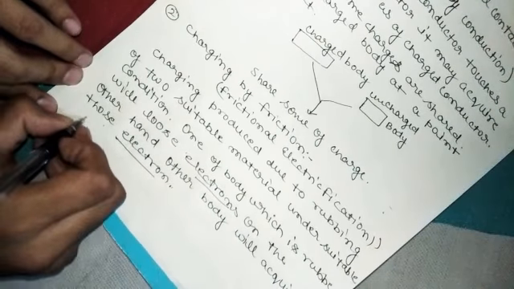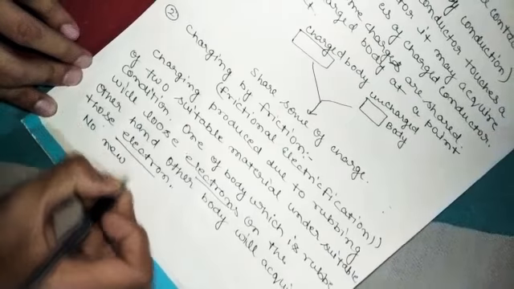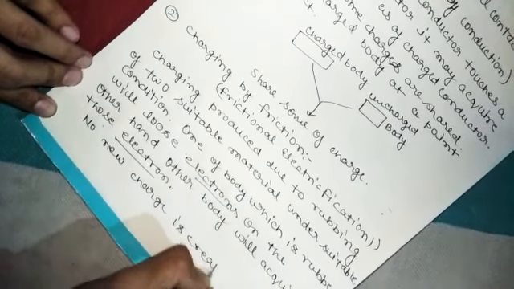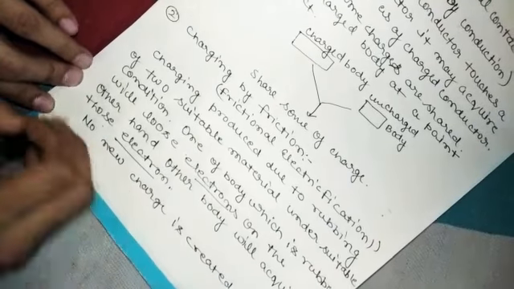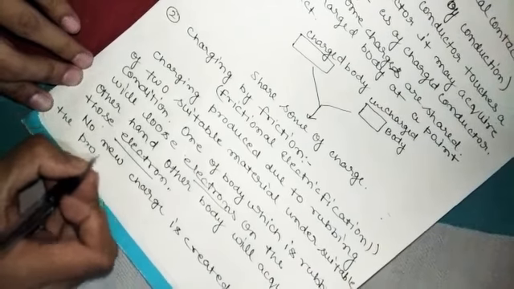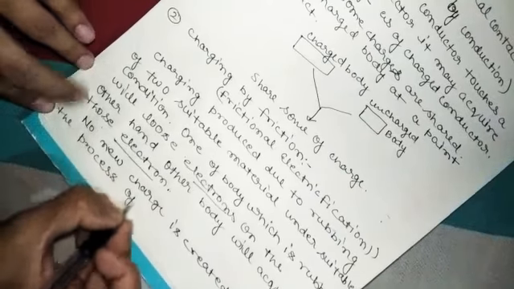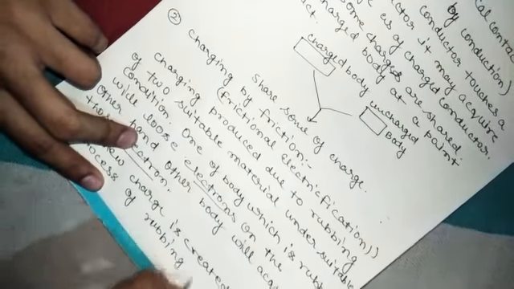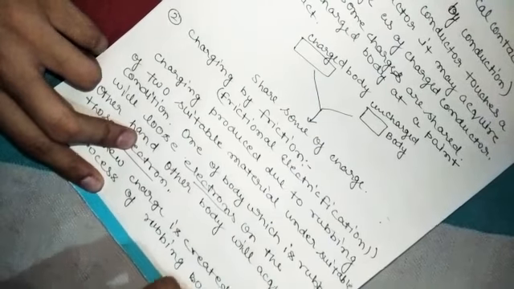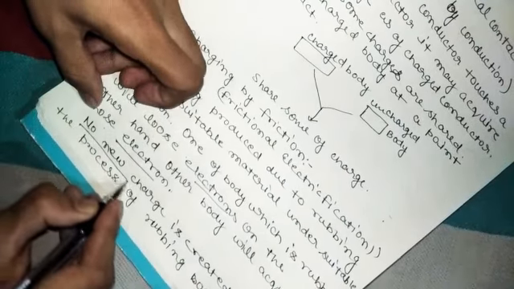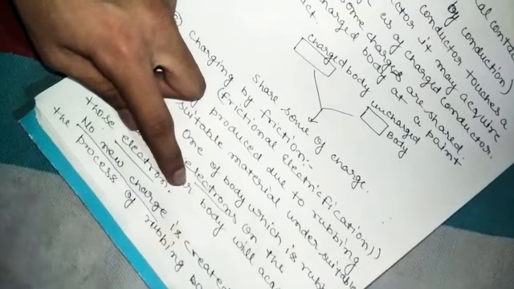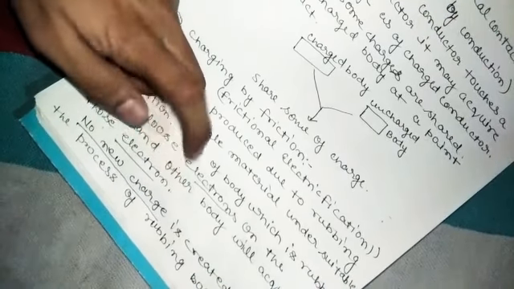But one more thing is there. No new charge is created in the process of rubbing of the body. There is no new charge created. That means there should be a conservation. No new charge is created by rubbing of the body.